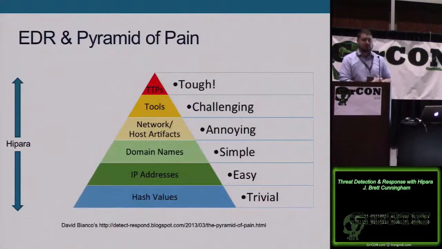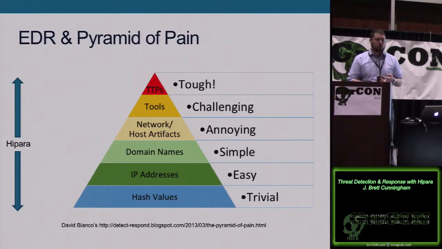So we're going to talk about what Hipara is really doing for you on the endpoint and how it's going after your adversaries and your attackers. This model right here was created by David Bianco, a coworker. He and I both worked at General Electric together. He went on to publish this and describe what it takes to really cause an adversary some pain. All right, so trying to catch a malware by using an MD5 or some kind of checksum is at the very bottom.